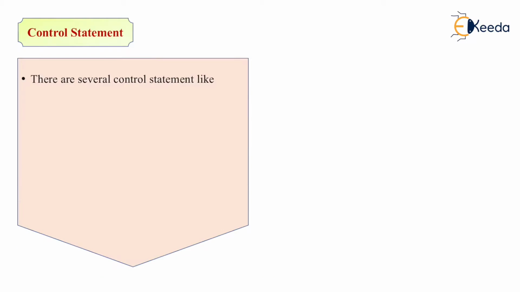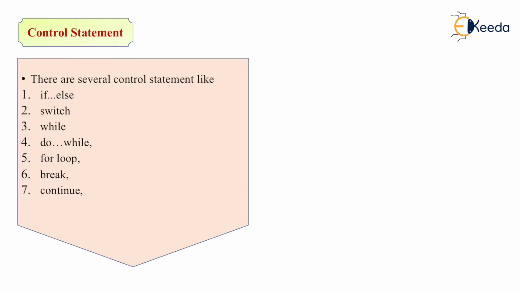There are several control statements present. The first is if else, second is switch case, third is while loop, do while loop, for loop, break statement and continue statement. So there are a total of 7 statements through which you can control your program. We'll see them in further detail.